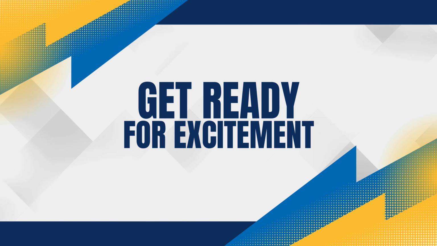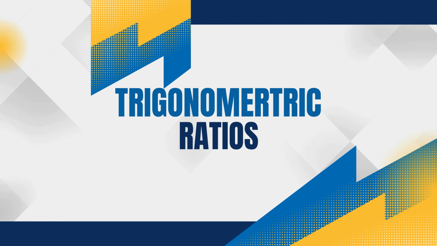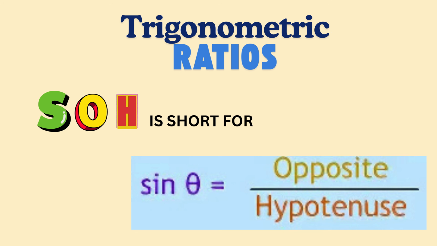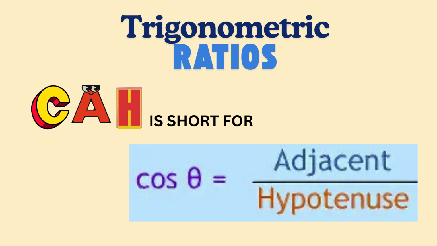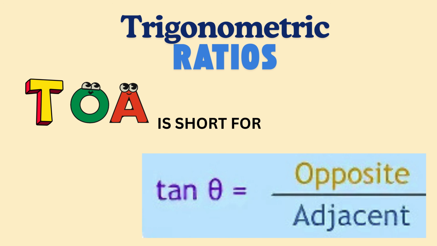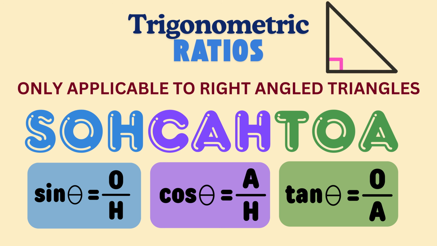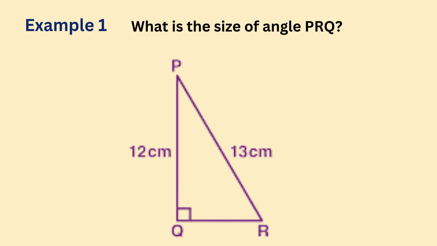Welcome to our video on trigonometric ratios, commonly remembered by the mnemonic SOH CAH TOA. This mnemonic helps to recall the definitions of sine, cosine, and tangent in right-angled triangles. Sine theta equals opposite over hypotenuse, cosine or cos theta equals adjacent over hypotenuse, and tangent or tan theta equals opposite over adjacent. These ratios are fundamental in trigonometry and are used to find unknown angles and sides in right-angled triangles. Let's look at a few examples.